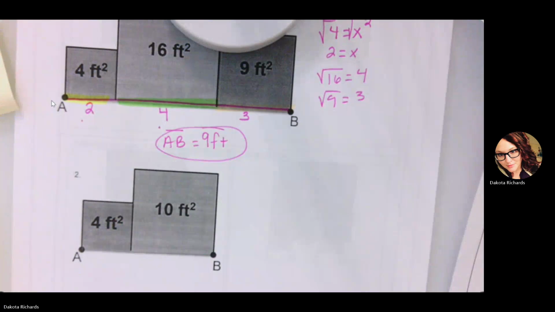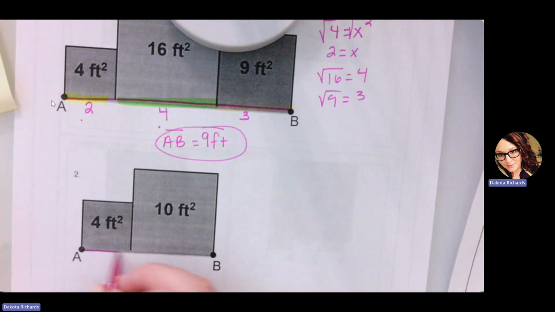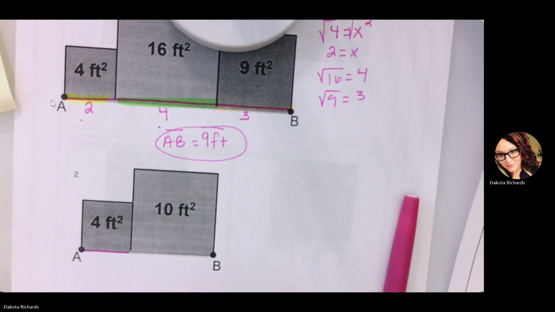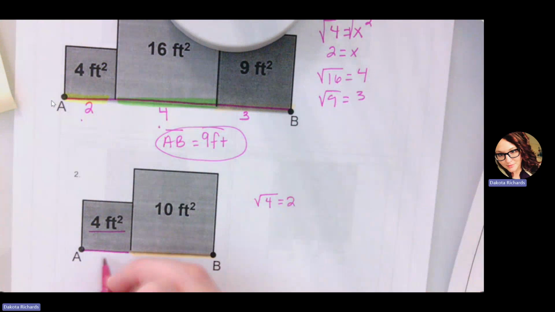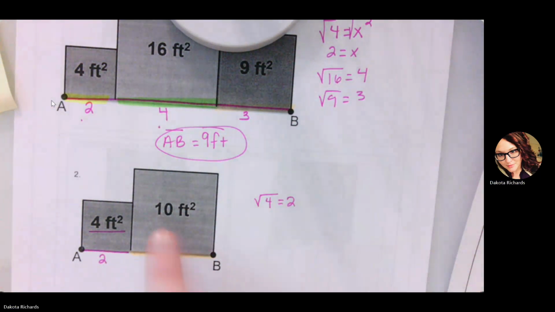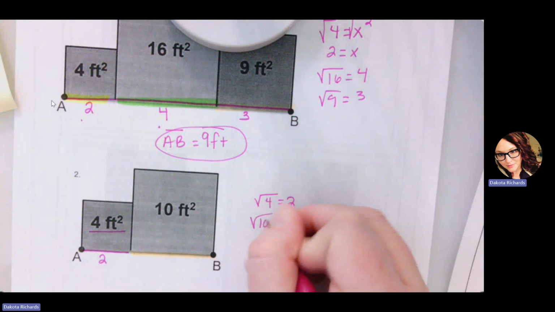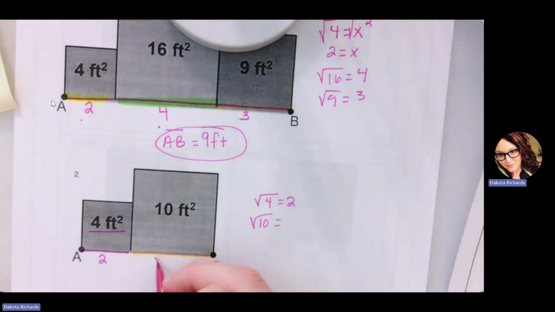Number 2, you've got 4 and 10. So we need to find this segment. We need to find this segment. We've got 2 squares. The first one, the area is 4. What's the square root of 4? 2. So this piece is 2 units. This is 10. So we're going to take the square root of 10, which is some decimal, right? We're going to say just square root 10. So to get all of A to B, that's going to be 2 plus the square root of 10, right?